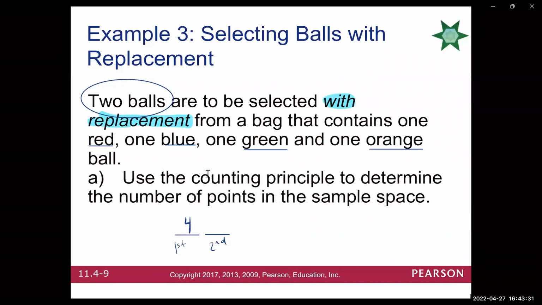And then for the second ball, you're replacing it. See how it says with replacement? So that means you're going to put the ball back into the bag. And for the second choice, how many balls do you have to choose from now? 4, because you're replacing the one that you chose. That's why the with replacement makes a difference. If it says without replacement, what would this be? 3. It would have been 3 because now there's only 3 balls to choose from. But yes, you're right. So this makes a big difference. So there are going to be a total of 16 different outcomes in your sample space.